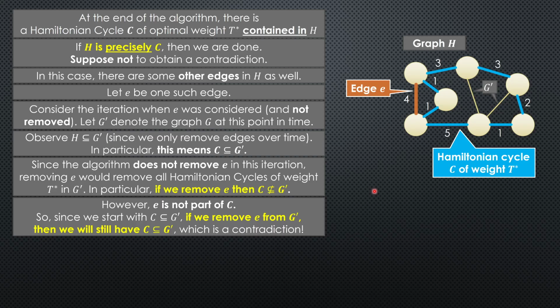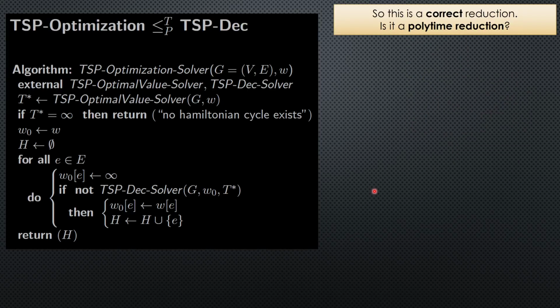So what does this contradiction get us? Well, our assumption must be incorrect. The only assumption we've made is that H is not precisely a minimum weight Hamiltonian cycle C. That assumption has to be wrong. So H has to be precisely a minimum weight Hamiltonian cycle C. So that tells us this is a correct reduction. The H that we're returning is precisely a minimum weight Hamiltonian cycle.